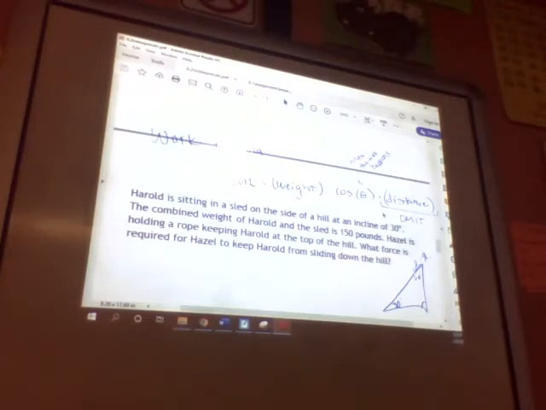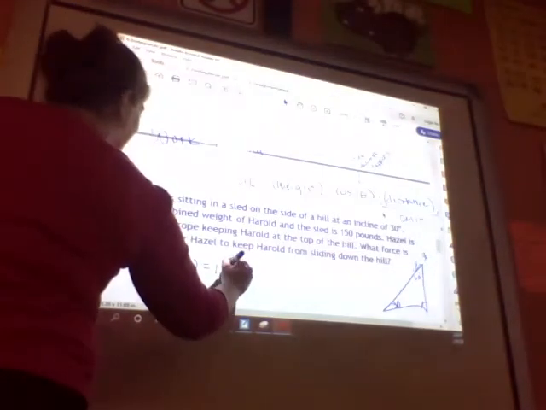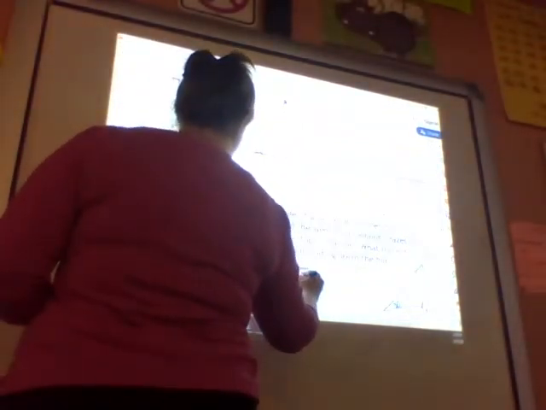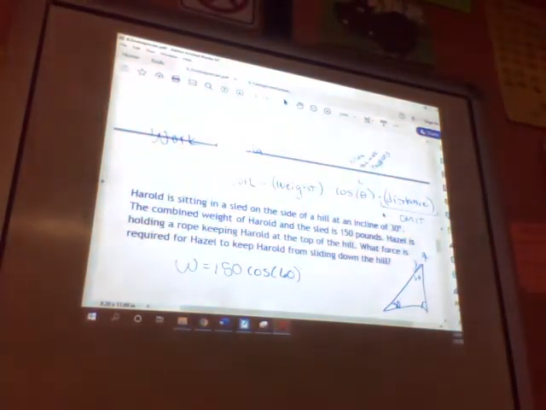So anyway, we're going to take 150 and multiply by cosine of 60, and then we're going to figure out how much work Hazel is doing here. Now, of course, work is in joules, which is like whatever. Okay, well, 75 work. Exactly.